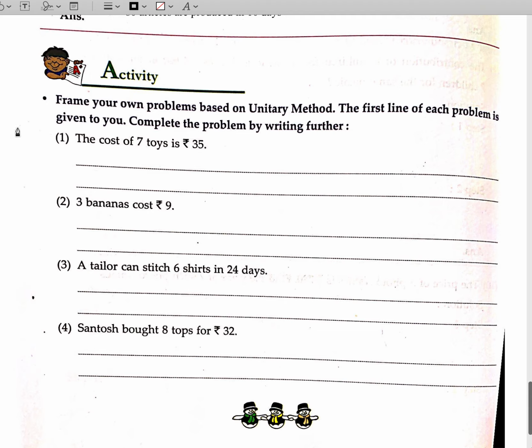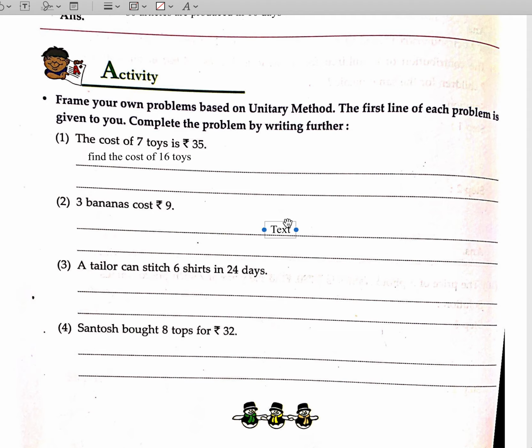So here's an activity where we have to frame our own problems based on the unitary method. The first line of each problem is given to you. Complete the problem by writing further. So we'll do 2 of them. The cost of 7 toys is 35. The next line will be: find the cost of 16 toys, or any number of toys, but let's take 16. So we'll write it over here.